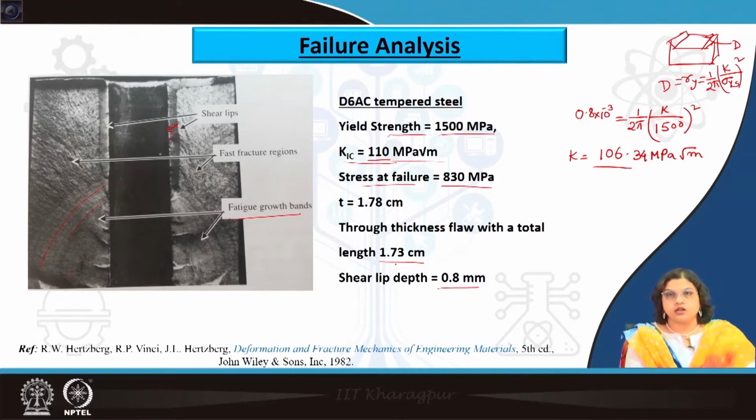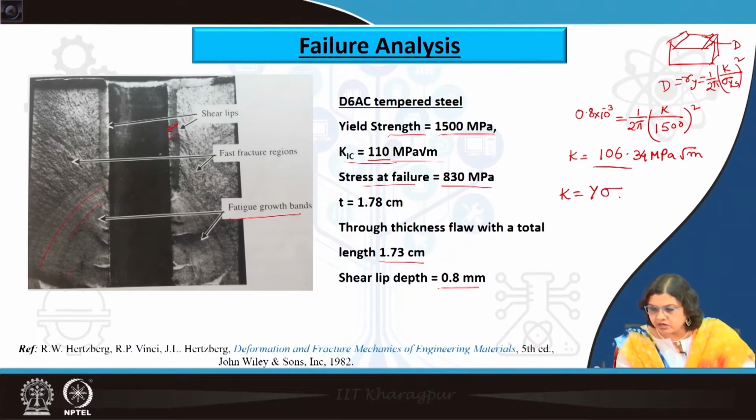We can also figure out what the critical flaw length is that would have initiated the fracture, that would have led to the fracture. So, for that we can use the typical relation, K is Y sigma root over pi a.